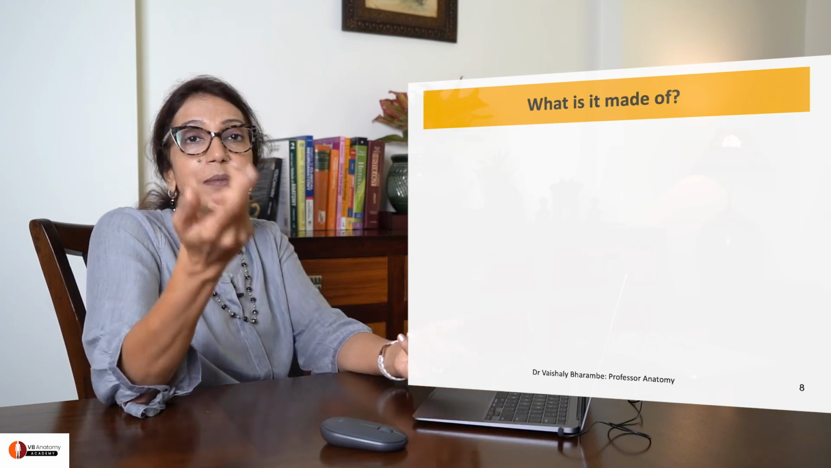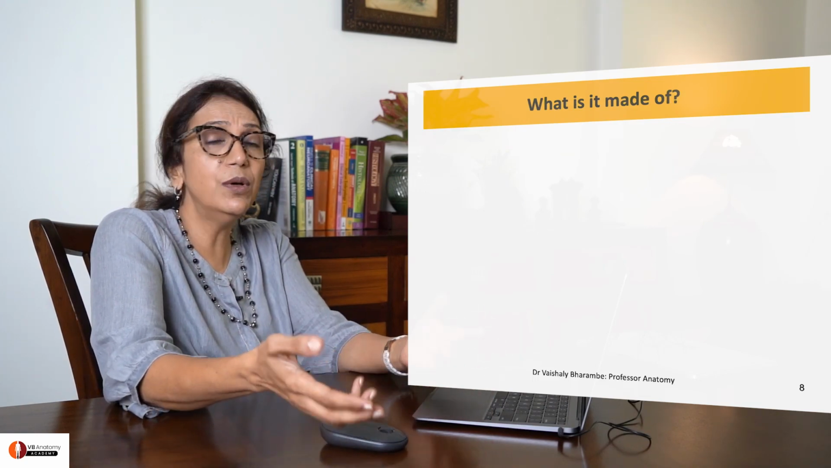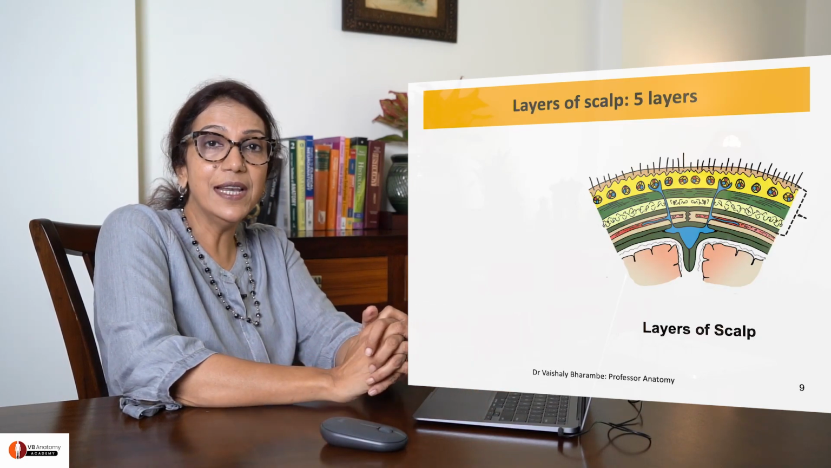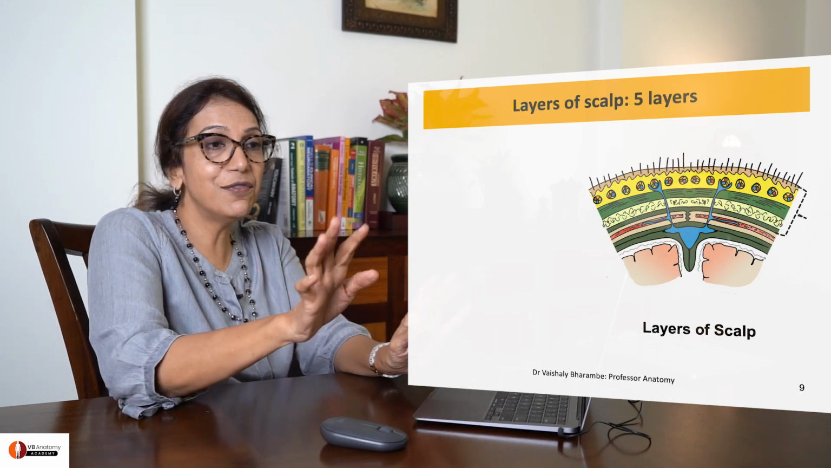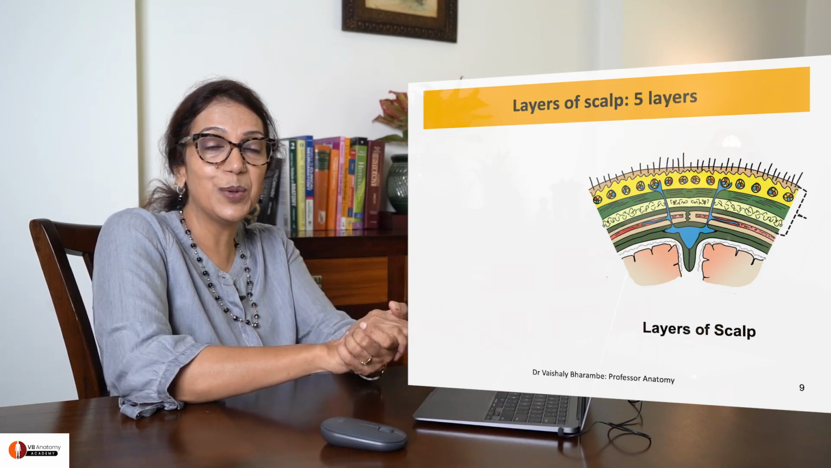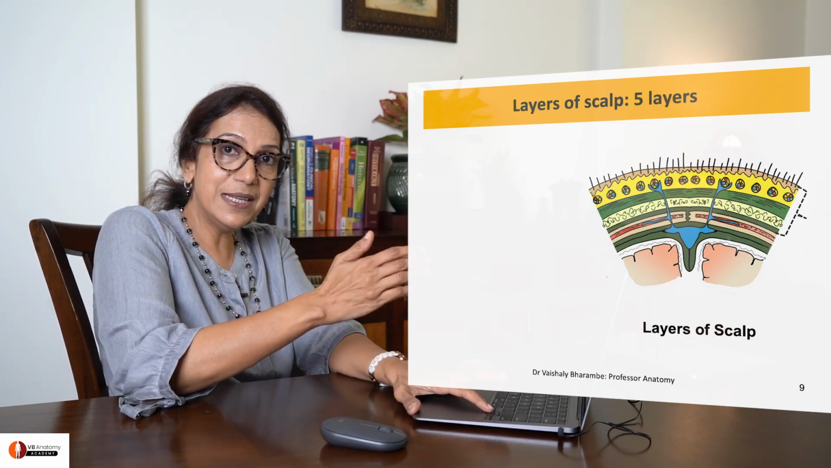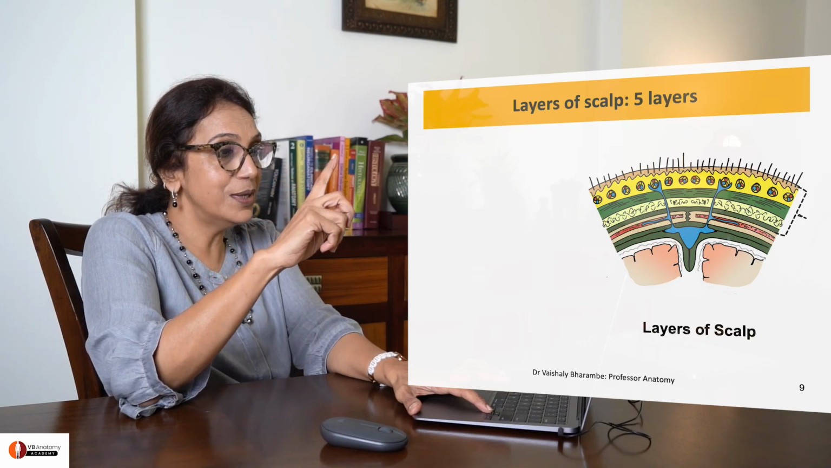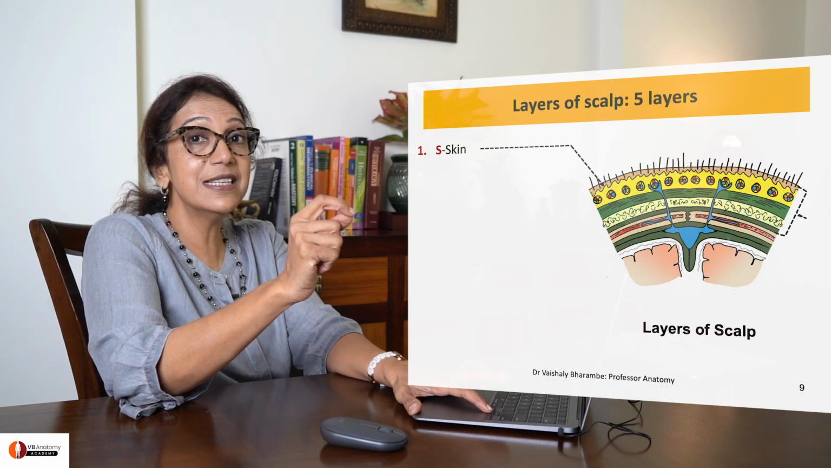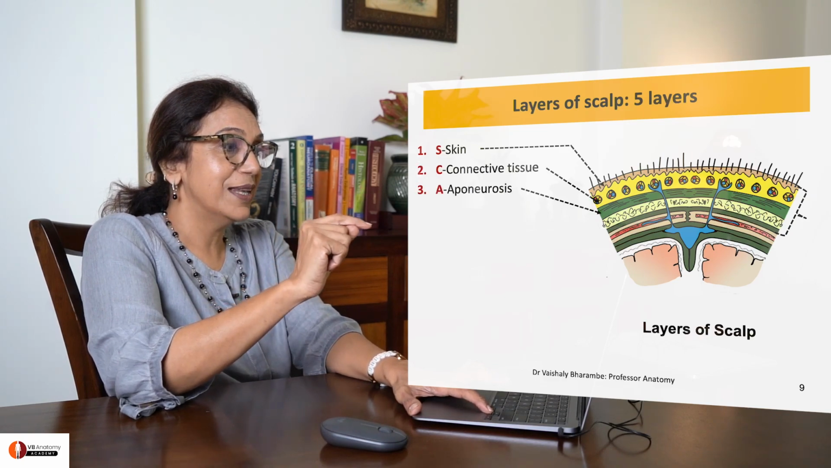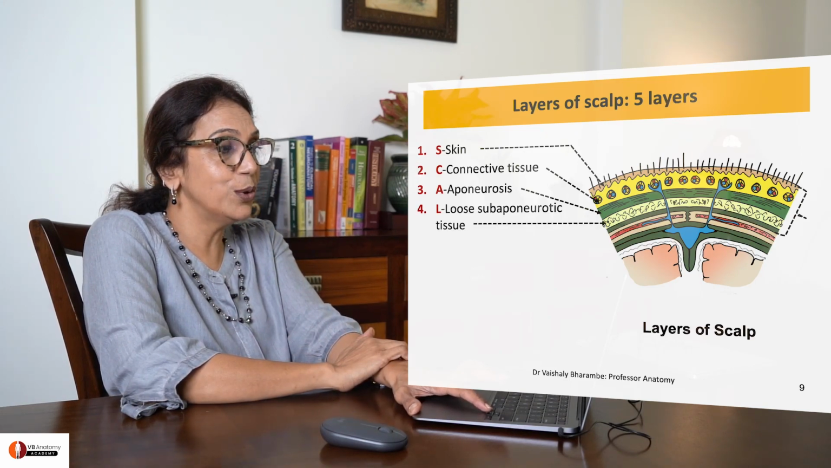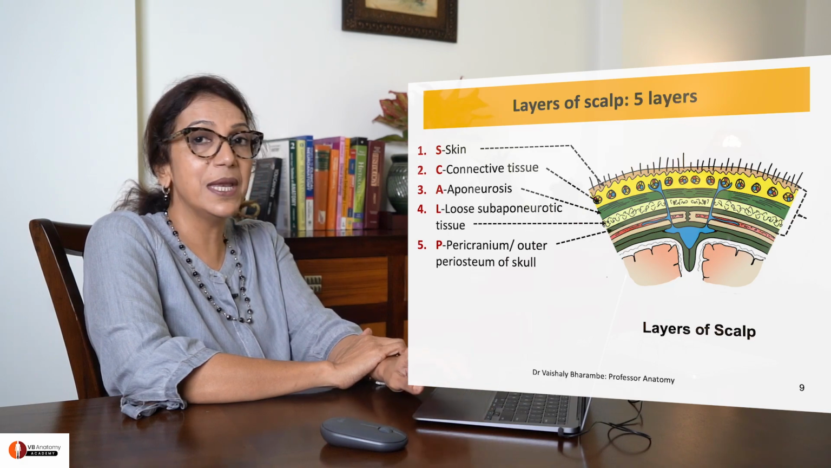Right. So what is it made up of? What is so special about it? Let's understand. Okay. So it's made up of 5 layers, okay? Lucky for us, the 5 layers are remembered by the mnemonic SCALP, okay? So, please come on to the screen and understand the outermost layer is called S, skin. Next layer is C, connective tissue. Next layer is A, aponeurosis. Next, loose subaponeurotic tissue. And the next is pericranium.